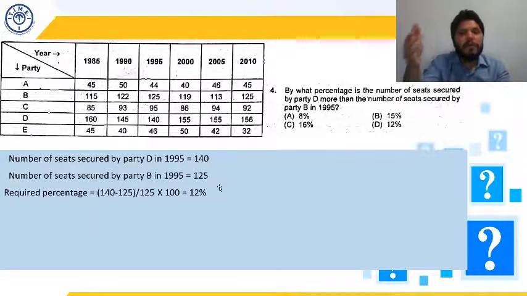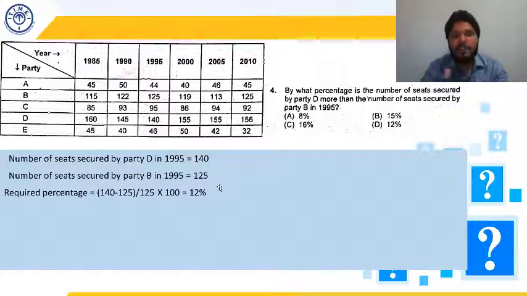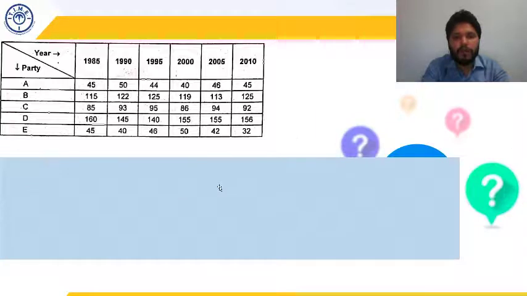So basically D minus B upon B into 100 we want to do, and D's seats are 140, B's seats are 125. So the answer is going to be 140 minus 125 divided by 125 into 100, which turns out to be 12%. I hope it is clear to everyone. Okay, so the answer is choice D. Let's move on to the next question.